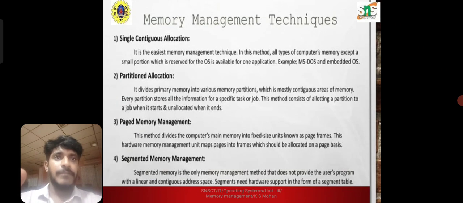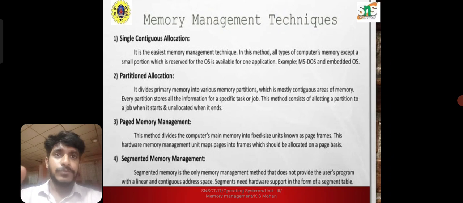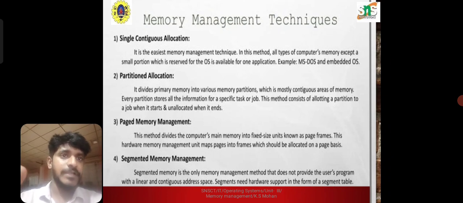The memory management techniques we have are single contiguous allocation, partition allocation, page memory management, and segment memory management. Single contiguous allocation is the easiest memory management technique. In this method, all of the computer's memory, except a small partition reserved for the operating system, is available for only one application. Examples are MS-DOS and embedded OS.